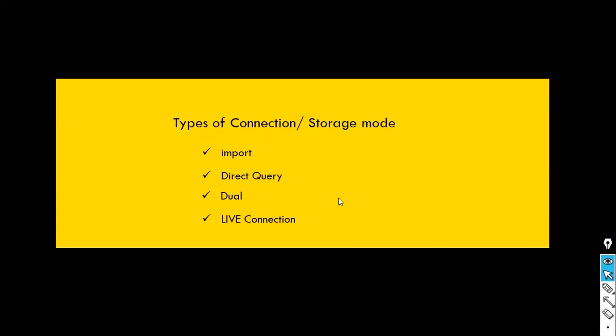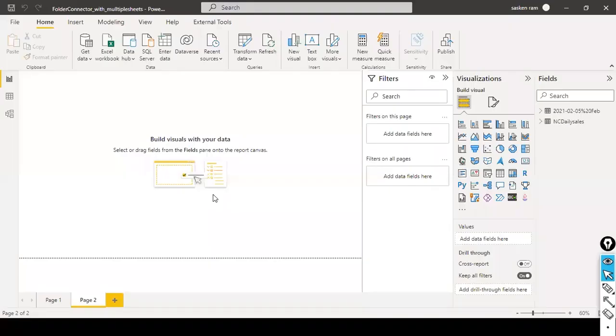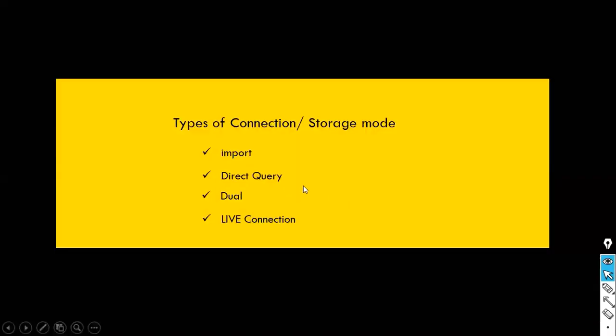So direct query is, we are not going to load the data locally into our Power BI desktop. When you use the CSV file, Excel file, JSON file, what will happen is it will load the data from your Excel into your Power BI desktop itself. But when it comes to direct query, the idea here is let the data be wherever it is. Don't bring the data here.